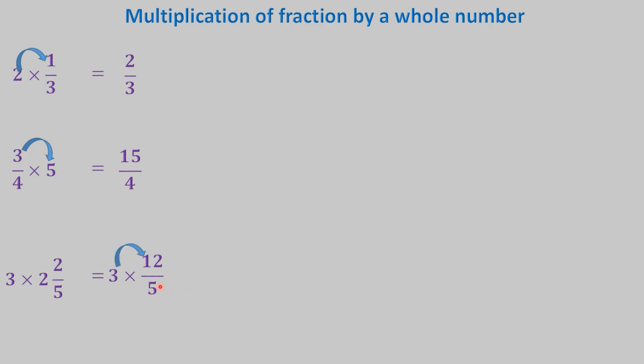Now you can multiply the whole number into the numerator. 3 into 12 is 36 divided by 5. This is how we multiply a fraction by a whole number.